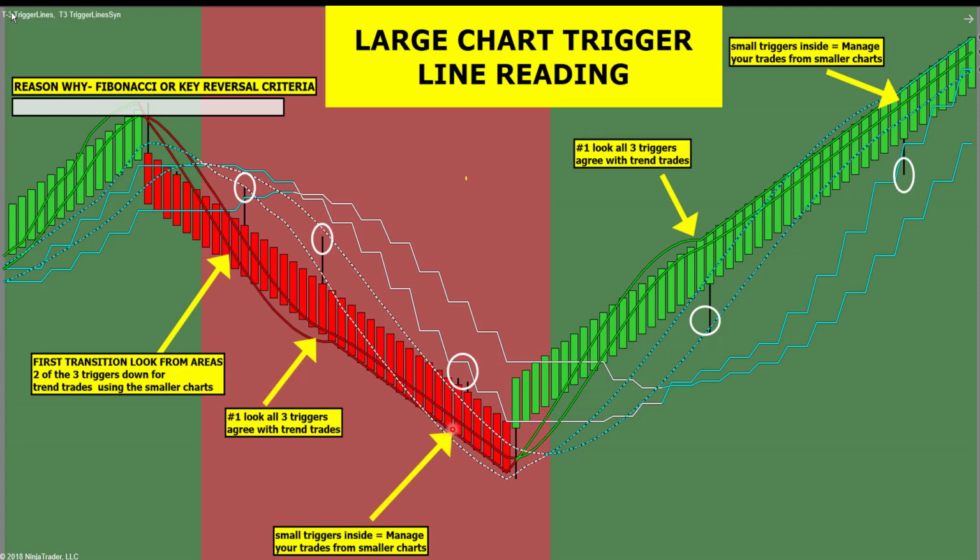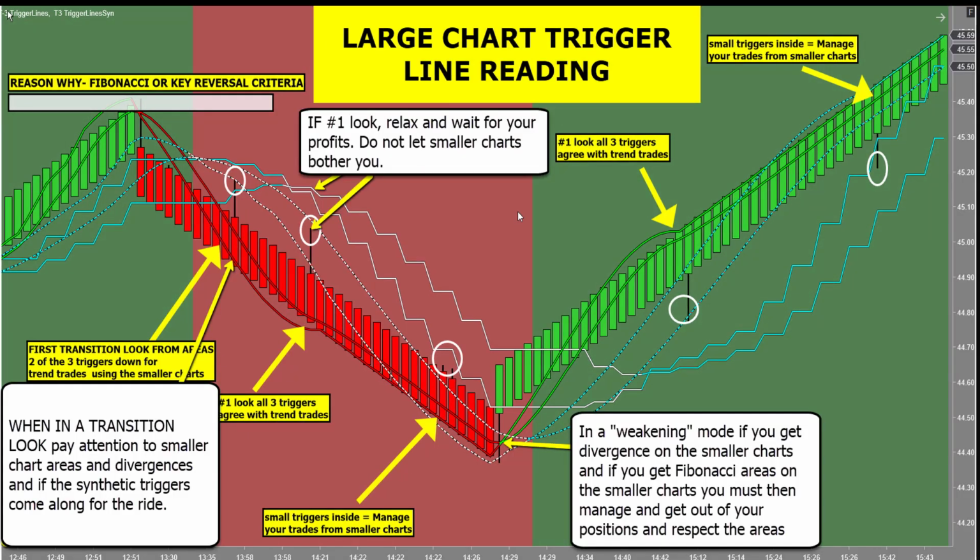Then ultimately, towards the end of a trend, you'll see the small triggers and maybe even the large triggers all come together. They get inside of each other, and this is where we have to protect ourselves. Then you see the same thing in reverse. Small triggers really wide and going up, above the large triggers, above the synthetic triggers, is number one. Getting inside, it starts to weaken. And we've got some specific management rules that we're going to use. You're going to see this in the video.